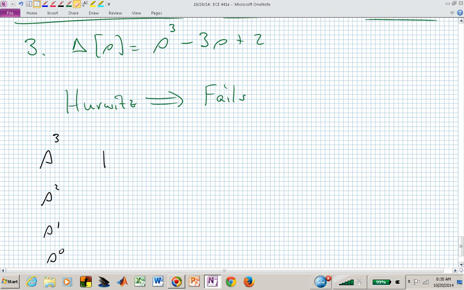And really, you need to skip over the s squared coefficient, and that's not even present in that expression. We skip over that, and we end up with minus 3. That's the top row of our Routh array for this polynomial. Is that right? Now, what's the second row look like?